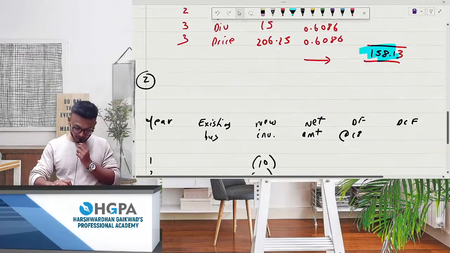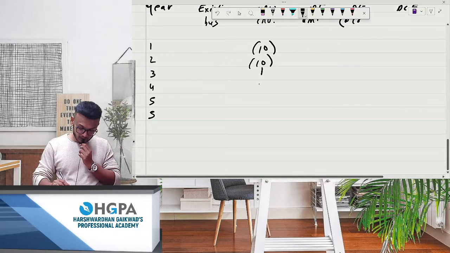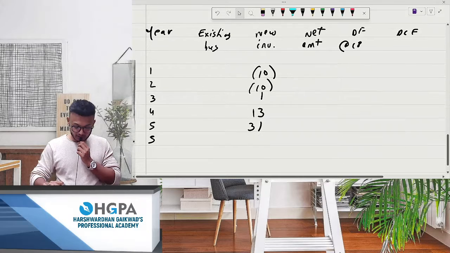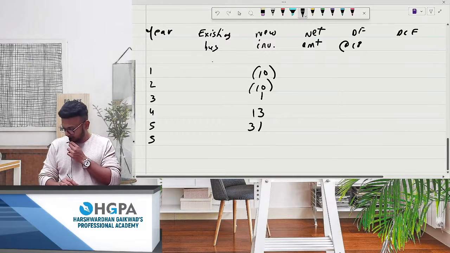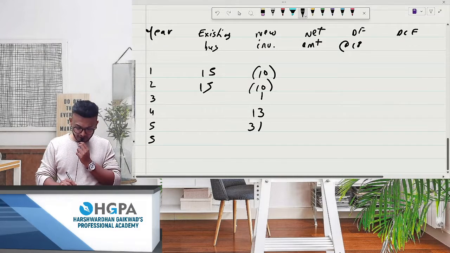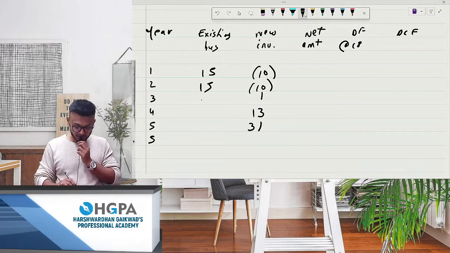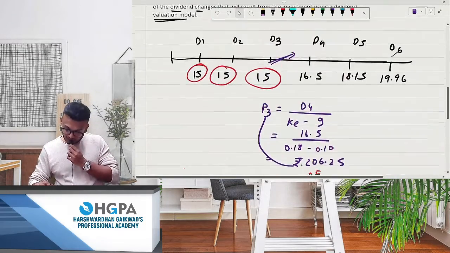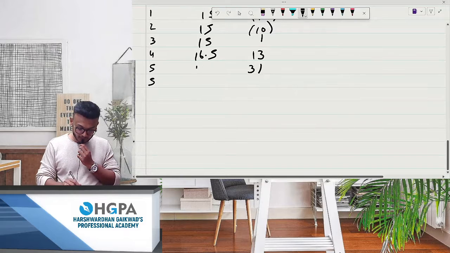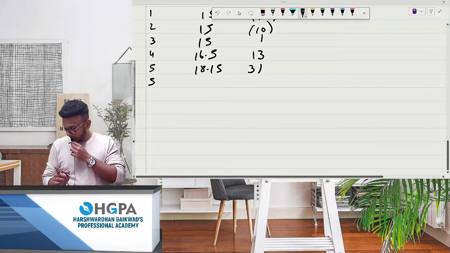1 13 31. Remember what I'm doing now. Your existing business was how much? It was 15, right? You're not giving out dividend, right? So you are not reducing it. So that's basically your inflow. That's what the logic is. 15, 15, 15, 16.5. Next was how much today? 18.15. Okay, now remember one thing.